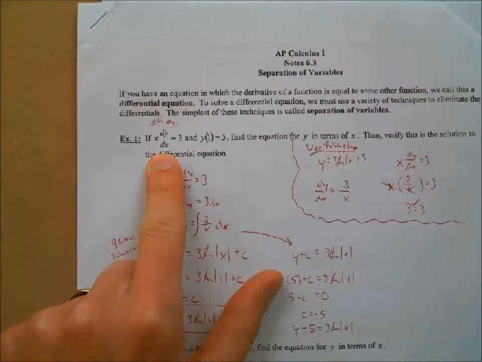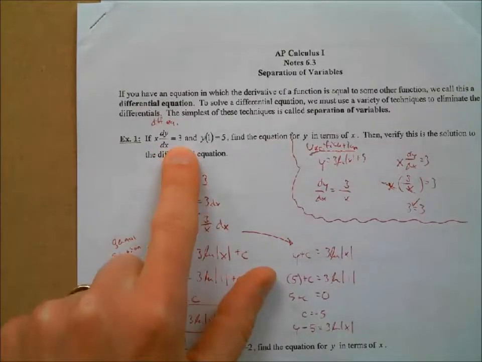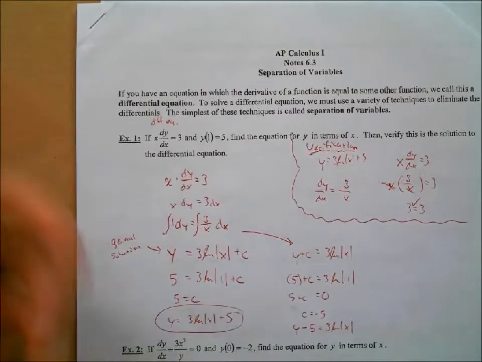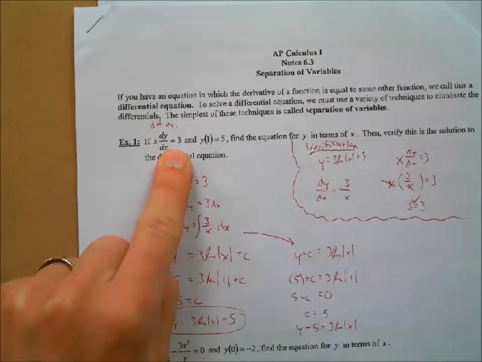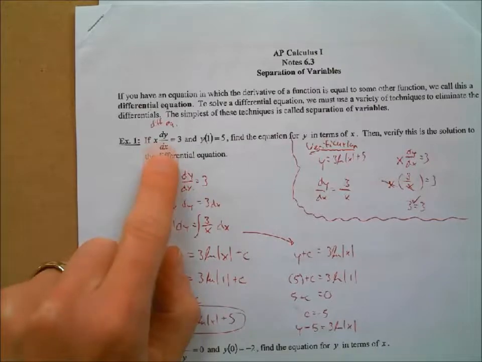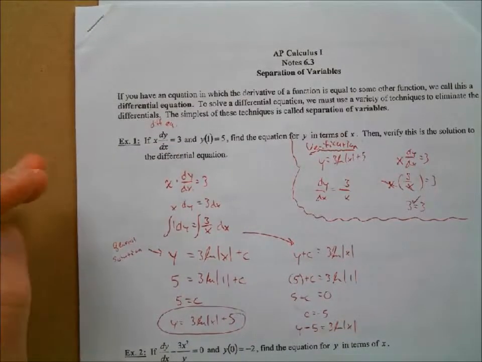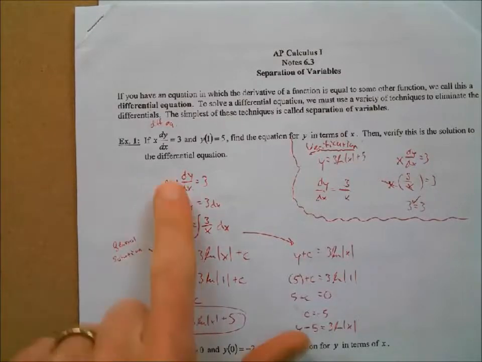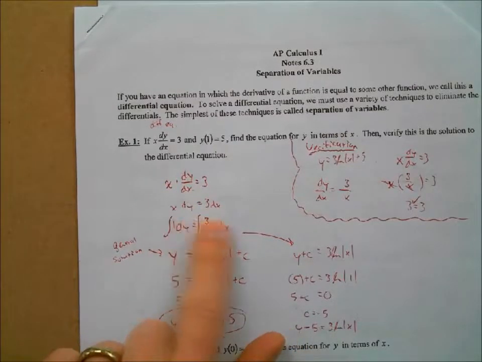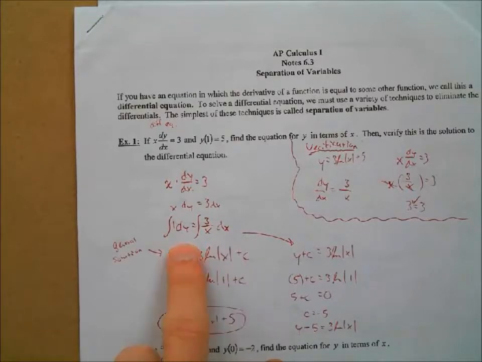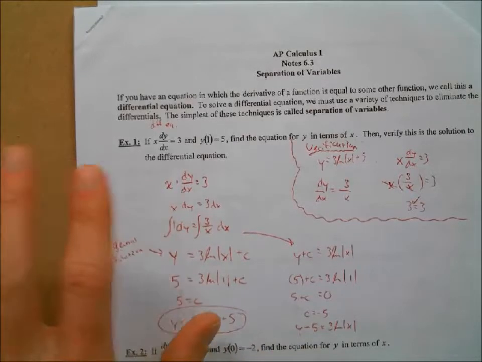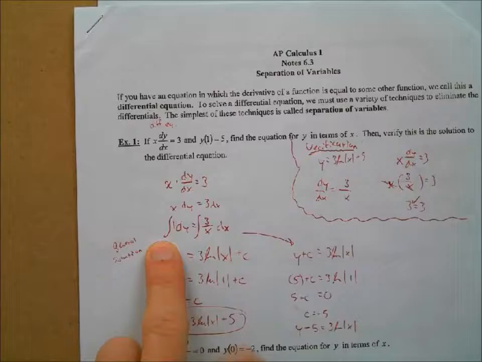It's just x times dy dx equals 3. That's a differential equation. It's an equation because it's got an equal sign, and it's a differential equation because it's got a derivative mixed in there with our variables. The one main strategy that we have for solving differential equations right now is separation of variables, which is where we take our x's and dx's and our y's and dy's and rewrite them so that we separate them.